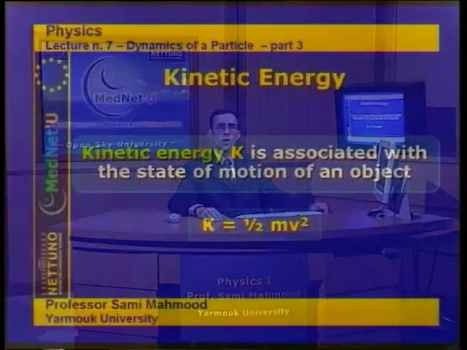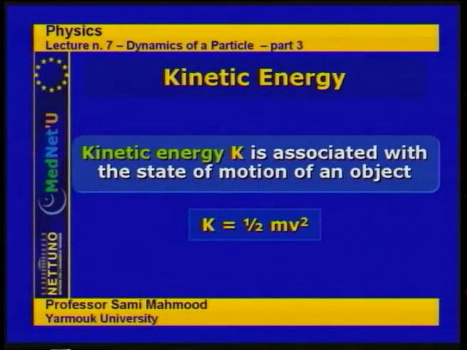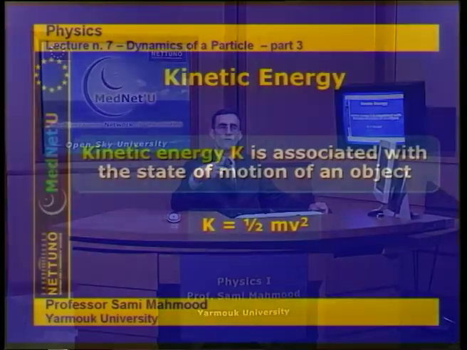The kinetic energy is defined as 1/2 times the mass of the object that is moving times the square of its velocity. So we notice that the faster the object is, the more energetic it is. And the proportionality constant between the kinetic energy and the velocity square is the mass of the object.